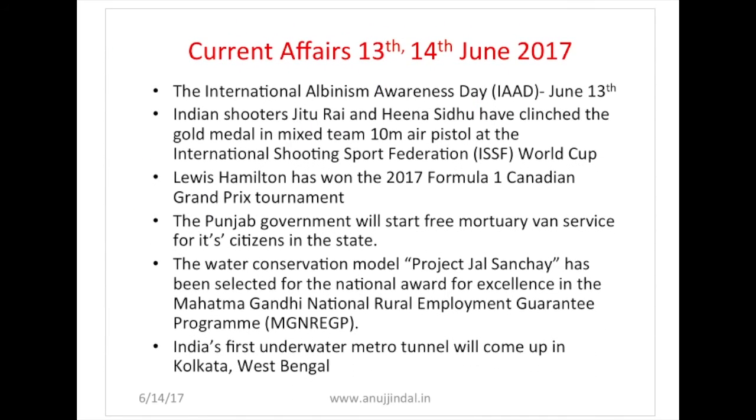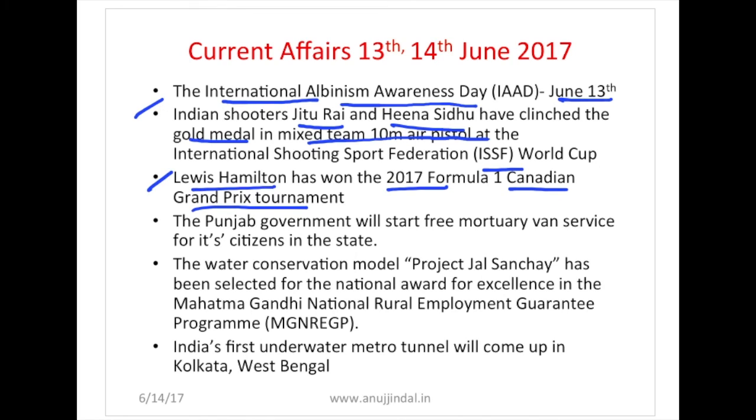The next are all miscellaneous terms or miscellaneous news that you need to remember. These are all factual news. International Albinism Awareness Day is observed on June 13th. Next is Indian shooters Jeetu Rai and Hina Sidhu have clinched the gold medal in mixed team 10-meter air pistol at the International Shooting Sport Federation World Cup. Important to remember, this can be asked in phase 1. If not this year, then next year. Lewis Hamilton has won the 2017 Formula 1 Canadian Grand Prix tournament. So the Canadian Grand Prix has been won by Lewis Hamilton in 2017.